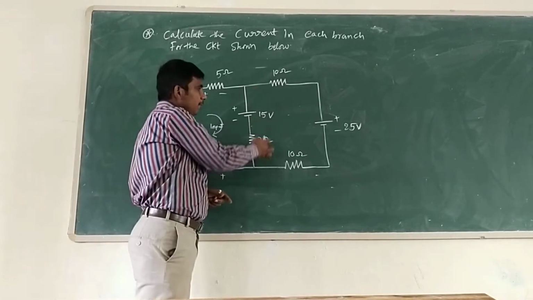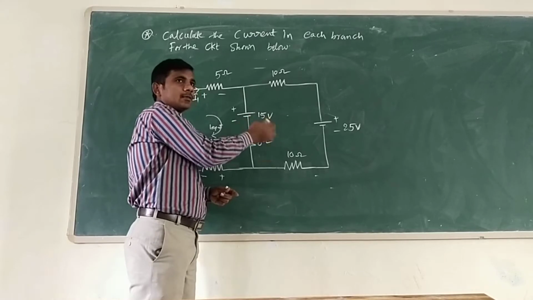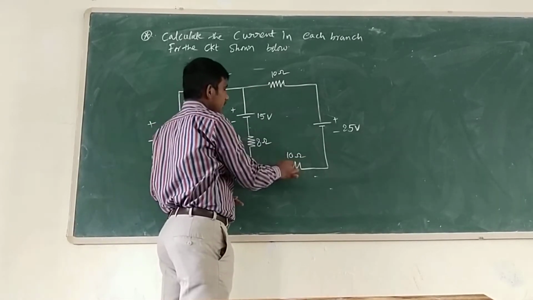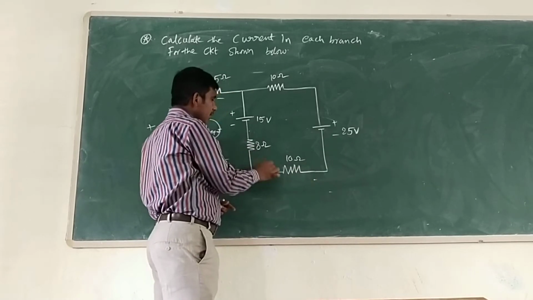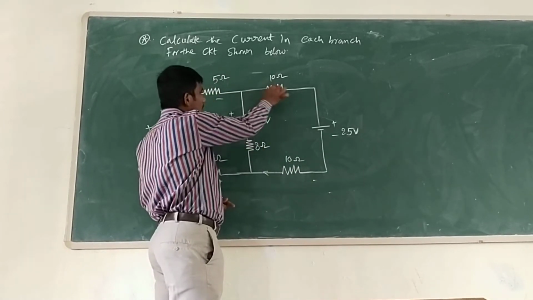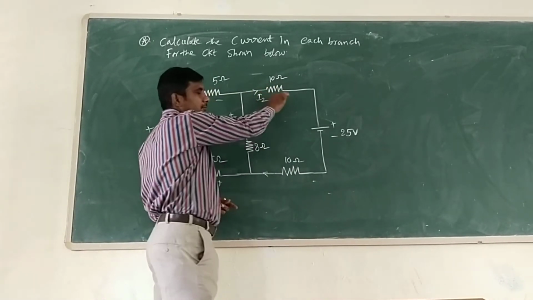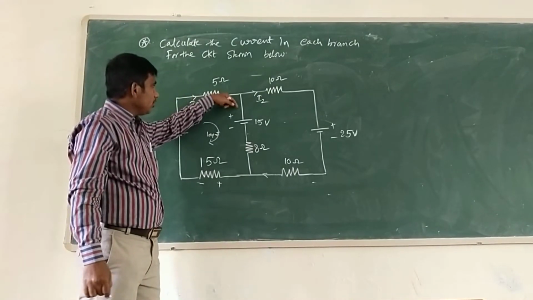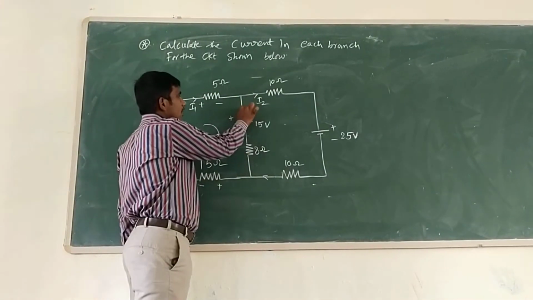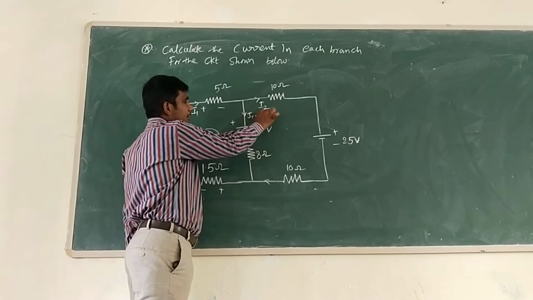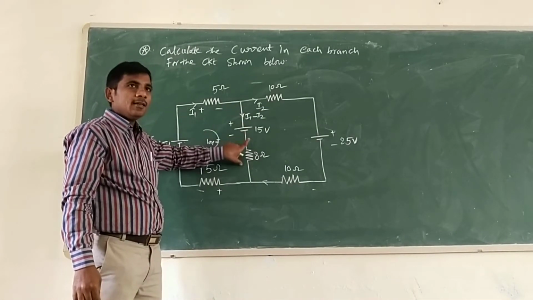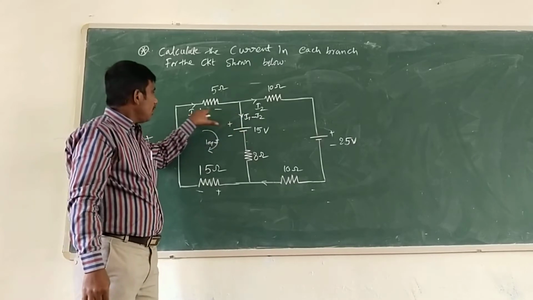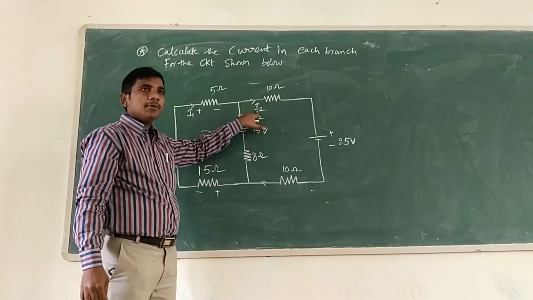And this is the common branch for the 2 loops. Assume that this is the voltage, this is the current, plus and minus voltage source. Due to this, the I2 current will flow. Now what is the current flowing through this? It is I1 minus I2. I1 minus I2 in this loop. In this branch, what is the current flowing? I1 minus I2, and this is I1, this is I2.